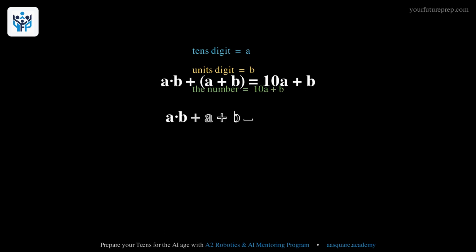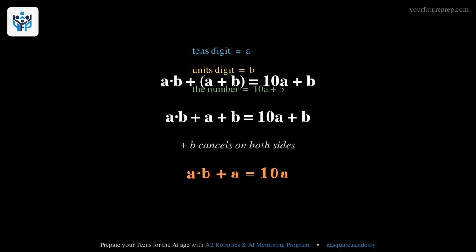Let's simplify. On the left we have A times B plus A plus B. On the right we have 10A plus B. The plus B appears on both sides, so it cancels, leaving A times B plus A equals 10A.